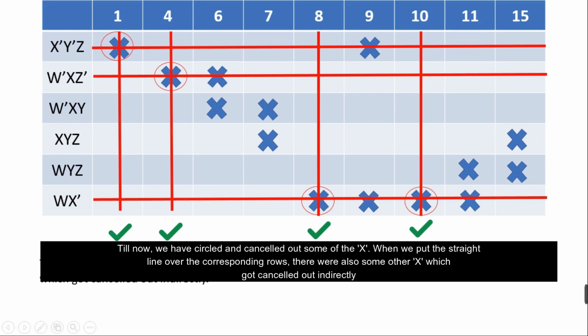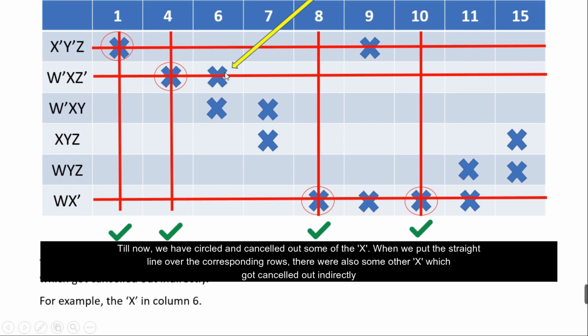So right now we have only circled and cancelled out some of the x's from this table. In doing so, we have actually cancelled out some other x's indirectly. So let's see what I'm saying. For example, when we actually cancelled this x over there at the fourth column, all right, when we marked this x and then cancelled this whole column and this whole row, then we just cancelled out this x over here at column 6 indirectly.